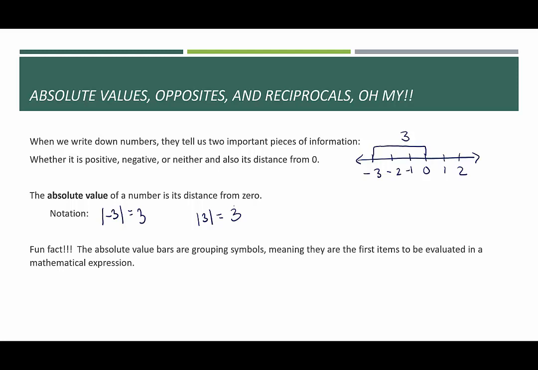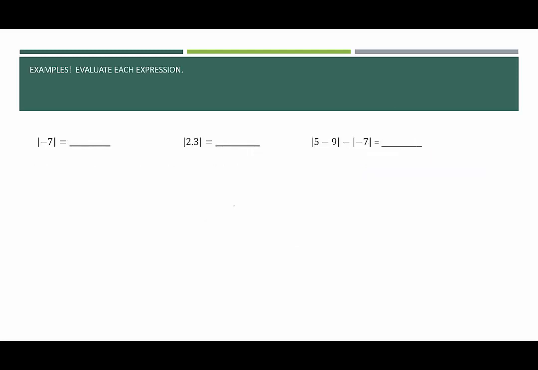And fun fact, as I mentioned, the absolute value bars are a special type of grouping symbol, meaning that if we see them in a problem, we evaluate what's inside of them first. We would take the absolute value and then carry on with the problem.